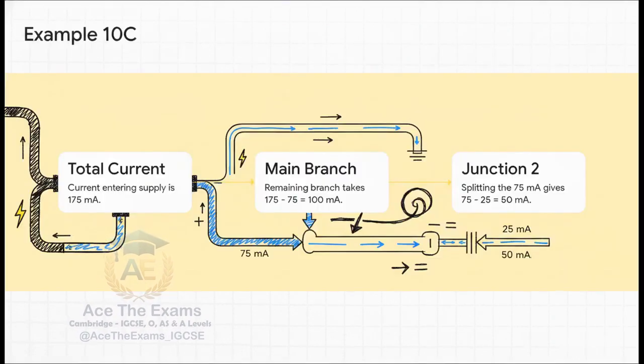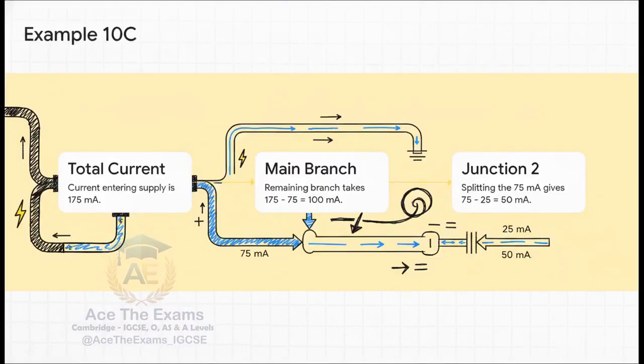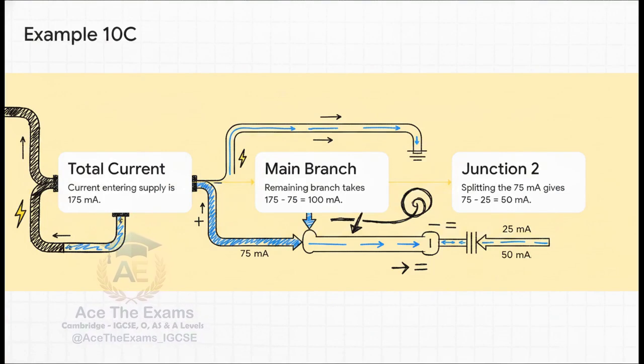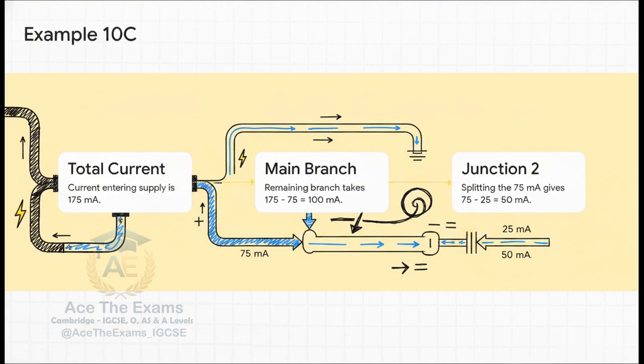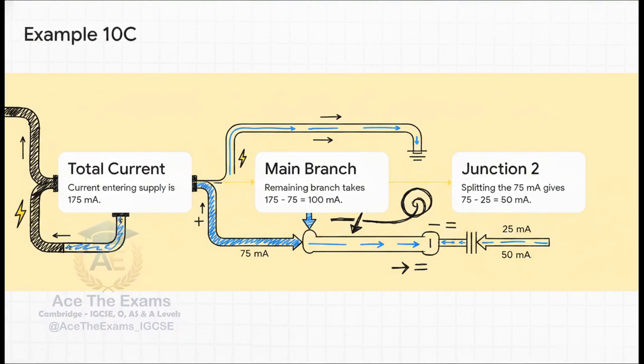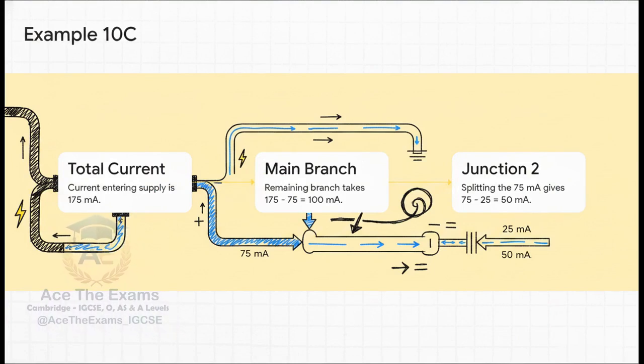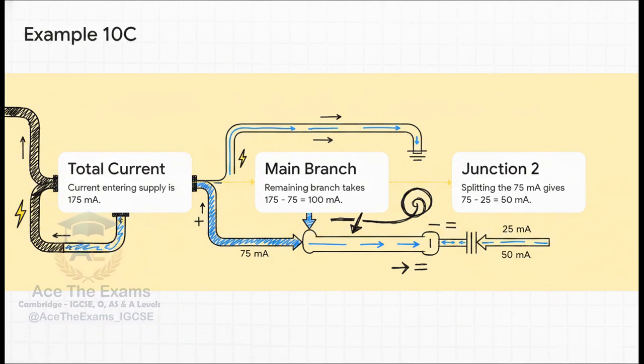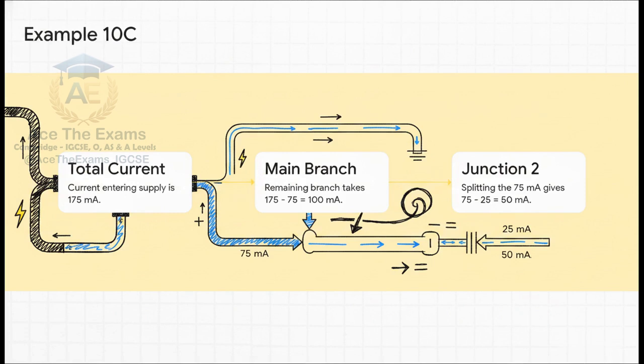Let's track this current like water flowing through diverging pipes to see how we can decode a diagram. Let's say we start with 175 milliamps entering from the power supply. That means exactly 175 must be flowing out. Okay, at the first junction, one branch pulls off 75 milliamps. Basic subtraction tells us the main branch has to keep the remaining 100, right? Now, follow that 75 milliamp branch to the next junction.